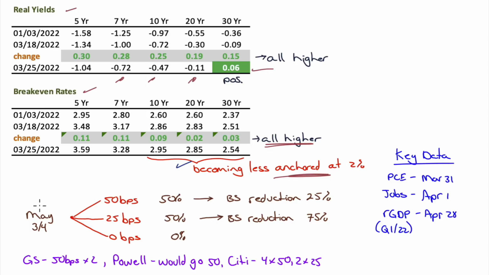So it's not too soon to start handicapping what we think is going to happen at the May 3rd, May 4th FOMC meeting. May 4th is the announcement. 0 basis point change, I put 0% on that altogether. I don't see that happening at all. We got a 25 or a 50, and right now I'm split between the two.